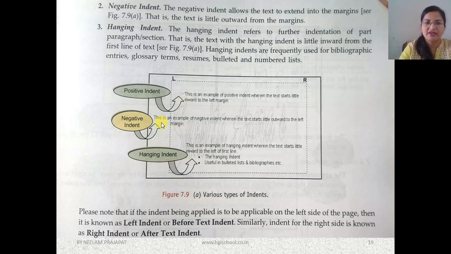Now here you can see negative indentation. You can see the negative indent allows the text to extend into margins, okay. It will come inside the margin, okay. It will extend to the margins, and that is the text is little outward from the margin, okay. It is outward to the margin, okay.